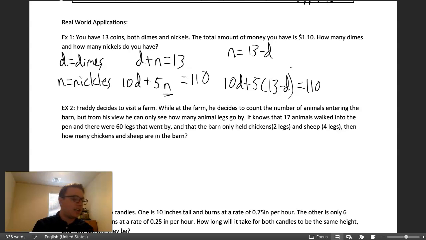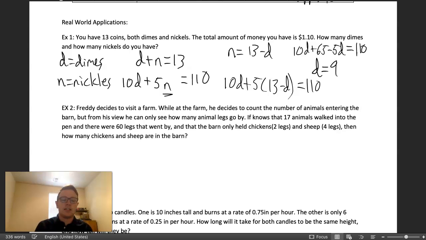Let's finish doing the math out here. Let's see what we get. We get 10d, 5 times 13 is going to be 65. So this is going to be 10d plus 65 minus 5d is equal to 110. And then when we go ahead and solve this, what will we get? Let's see, subtract 65 from 110. Then we're going to need to divide by 5. We'll find out that our number of dimes is 9.